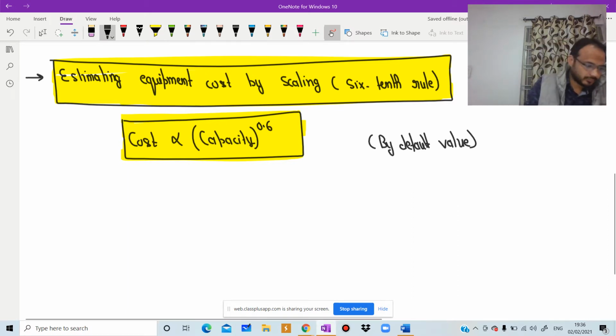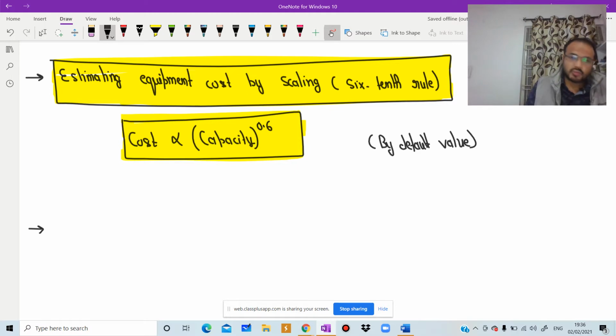Next point. What do we mean by book value? Book value is defined at the end of a year. There are two things, one is book value and one is depreciation. So book value is defined after a year and depreciation is defined over the year.